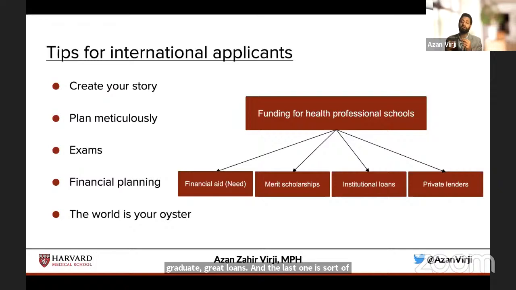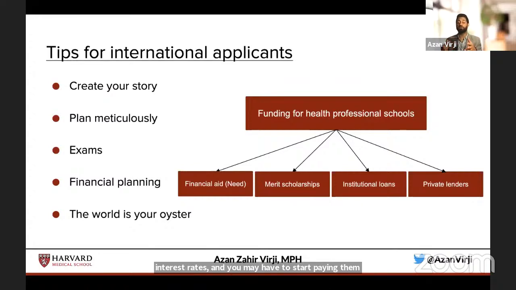And the last one is private lenders. There are private companies that give out loans to international students without a cosigner. If you're interested in which companies those are, look at our website, f1doctors.com. These are companies that have loans for international students, but they're often at very high interest rates, and you may have to start paying them off even while you're in medical school.